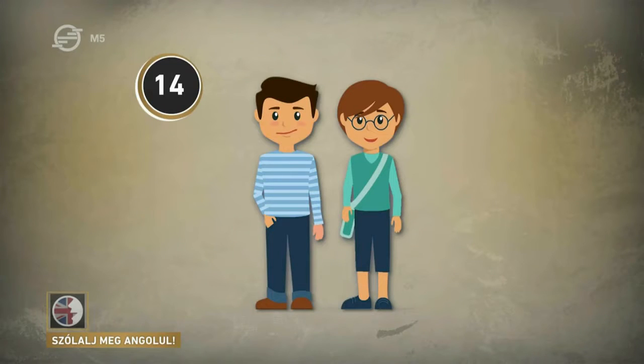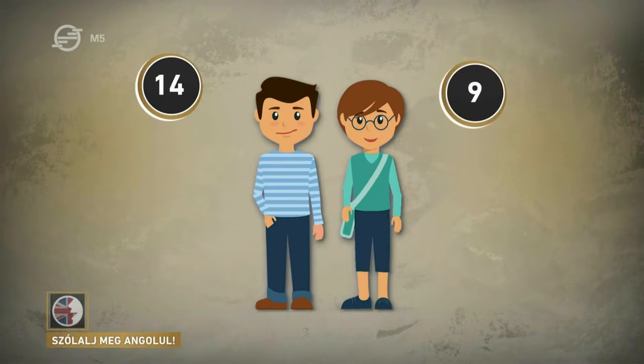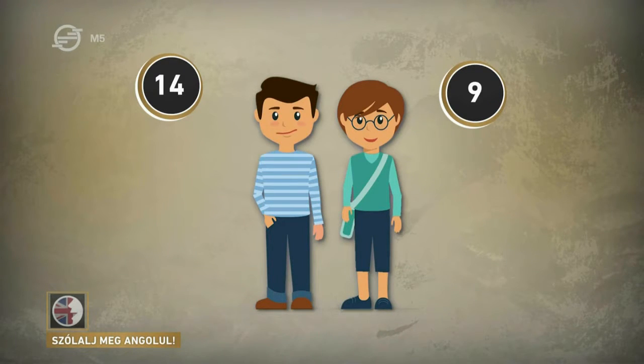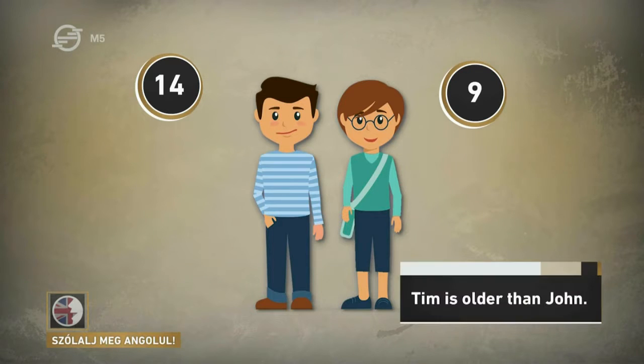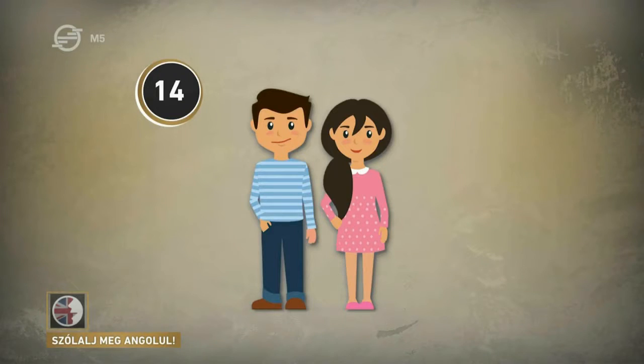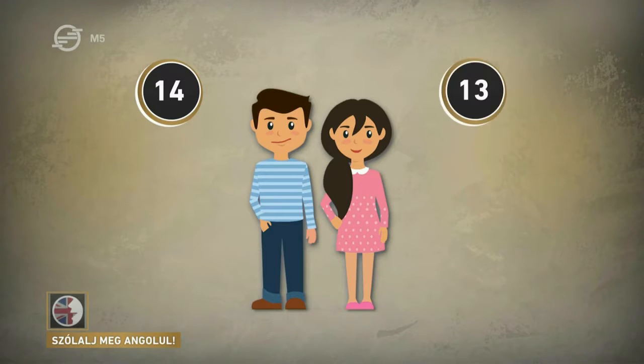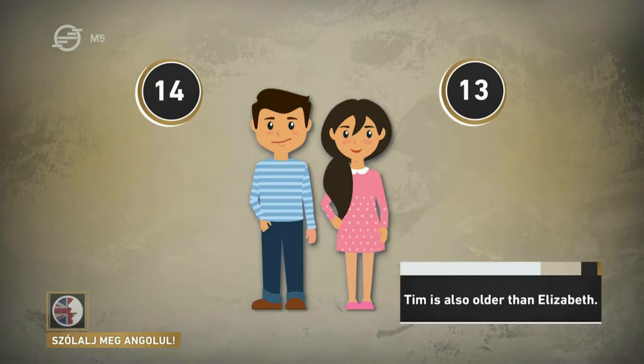Okay, let's think. We should start with Tim. Tim is 14 years old. John is 9 years old. This means that Tim is what? That's right, Tim is older than John. Good. Now, what about a sentence about Tim and Elizabeth? Tim is 14 and Elizabeth is 30. So, Tim is also older than Elizabeth.